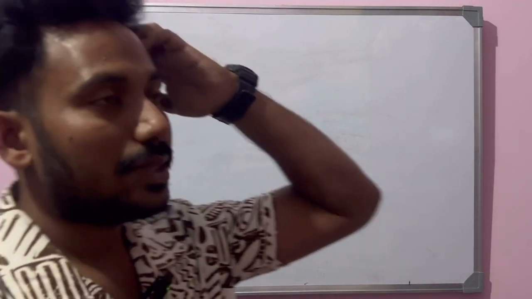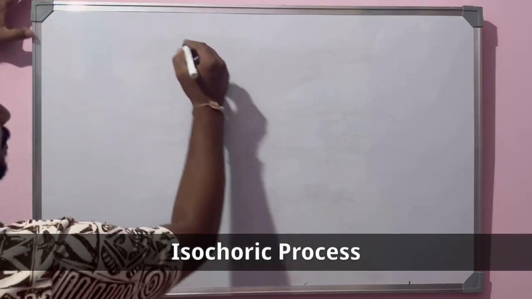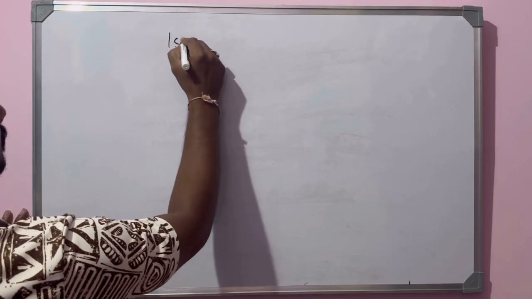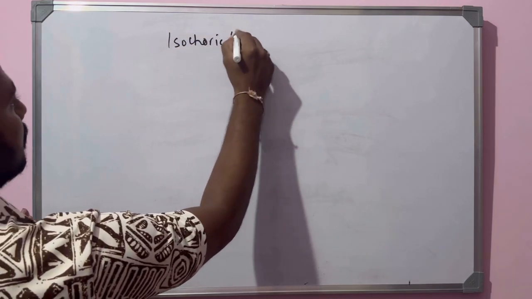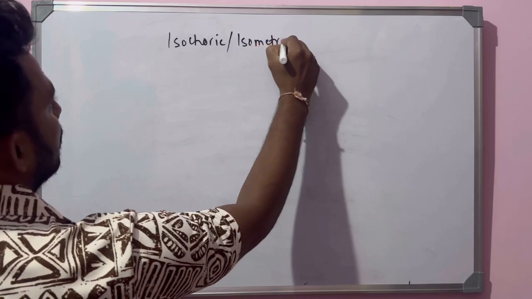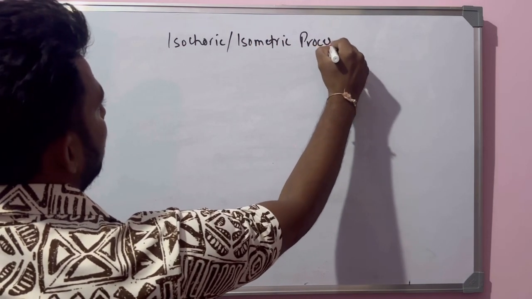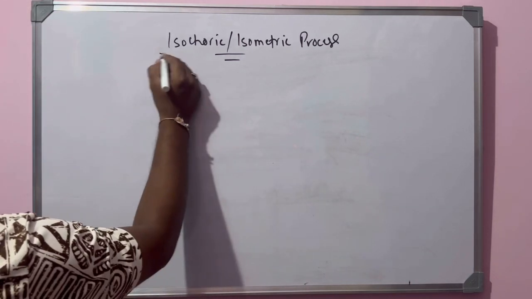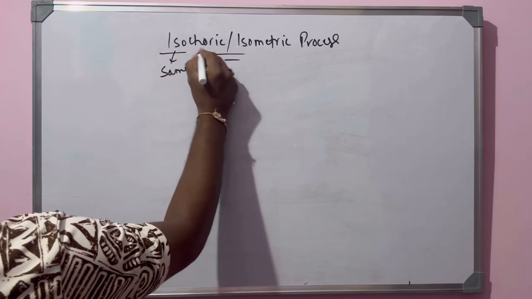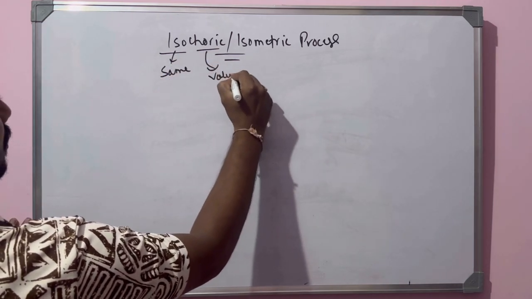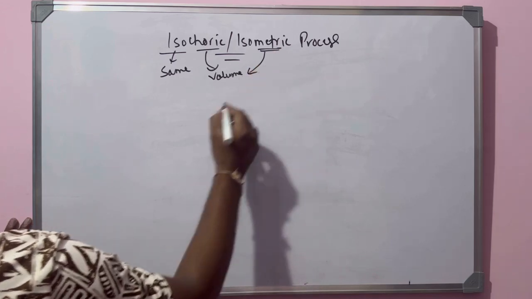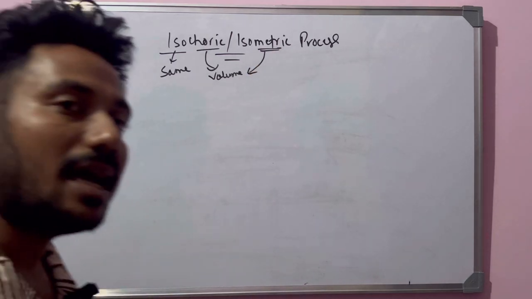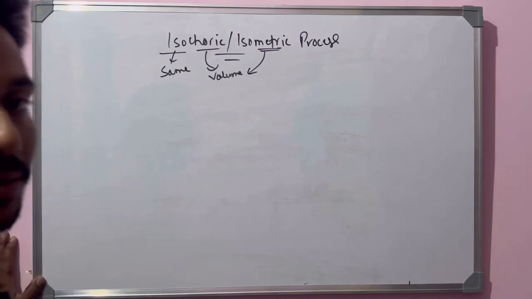Okay. So today we are going to talk about isometric process or isochoric process. Isochoric or isometric process are the same process. It's just a difference in the name. Iso means same and choric stands for volume. Choric or metric, both stand for volume. So it's that thermodynamic process in which volume remains constant, right?